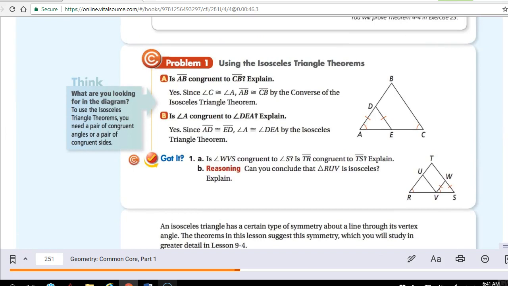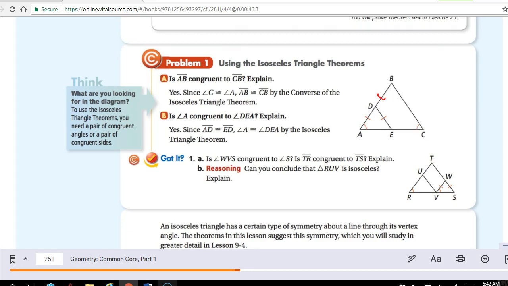problem number 1 here. It's saying, is AB congruent to CB? So AB is here all the way down, and CB is here. Now, if we look carefully, across from BC, if you went all the way across, you would find angle A. And if you do AB and went all the way across, you would see angle C. And since those two are congruent to each other, then AB and CB, by the converse of the isosceles triangle theorem, which is what I just explained, those two sides would be congruent.